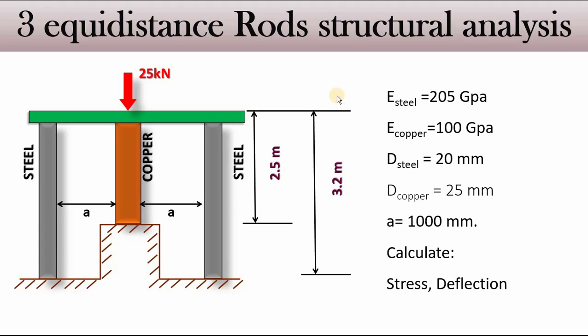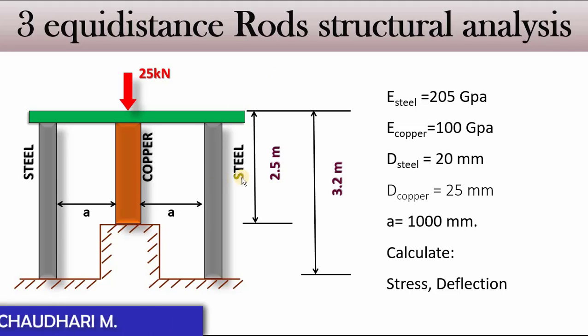Then the diameter is given for these elements. The steel element is 20 mm and the copper element is 25 mm. After that, the 3 equidistant rods have an equal spacing, and the total distance is 1000 mm. We have to calculate stress and deflection, and then compare this result with the theoretical calculation.